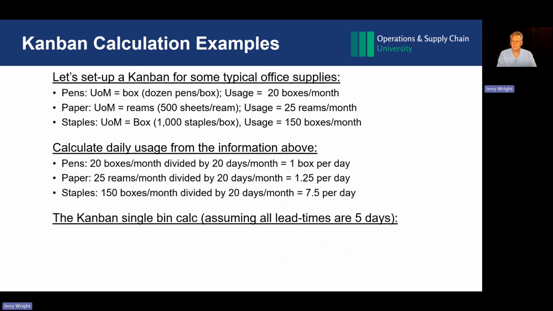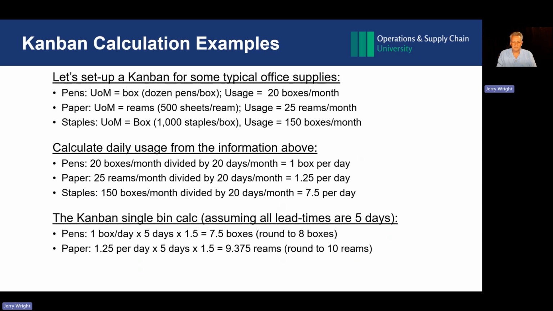So the Kanban for a single bin calculation, assuming all the lead times are 5 days, is this. Pens is 1 times 5 times 1.5, or 7.5 boxes. Now, I can't order a half a box from Staples, Office Depot, or Corporate Express. I need to go up to at least 8 boxes. Paper, 1.25 reams per day times 5 days times 1.5 gives me 9 3/8, or 9.375 reams. I can't ask for 3/8 of a ream of paper. That's just not practical. They're going to go, I'm sorry, we need to sell in whole reams, sir. So I rounded up to 10 reams.